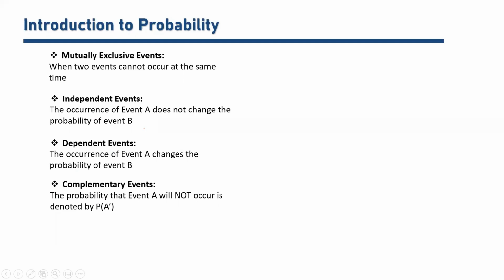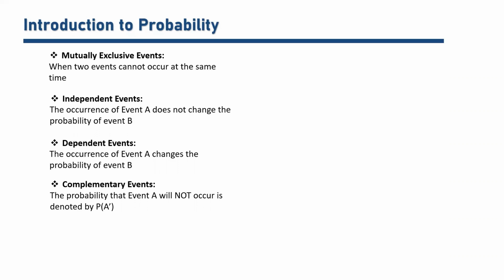Now moving on to the terms which we talked about. We have mutually exclusive events. When I say mutually exclusive events, it means two events that cannot occur at the same time, right? Like heads and a tail, both of them cannot occur at the same time when you flip one coin. Okay, one coin. So these are mutually exclusive events.